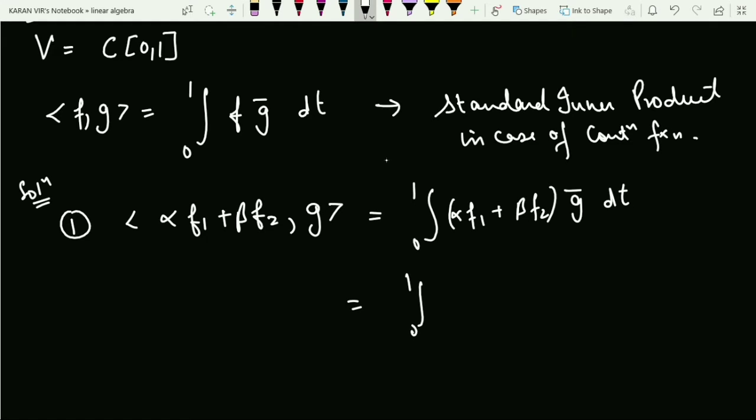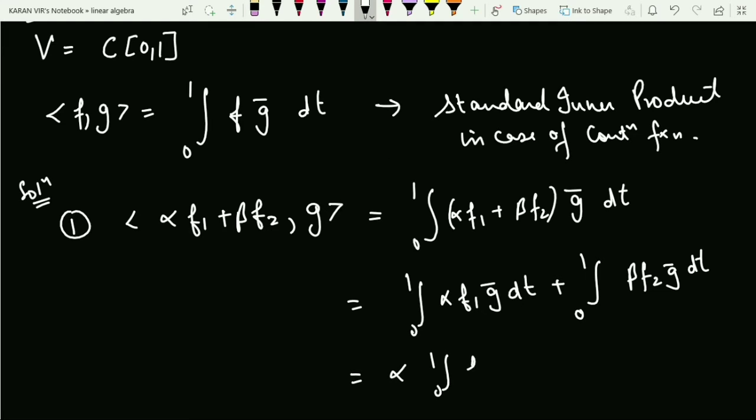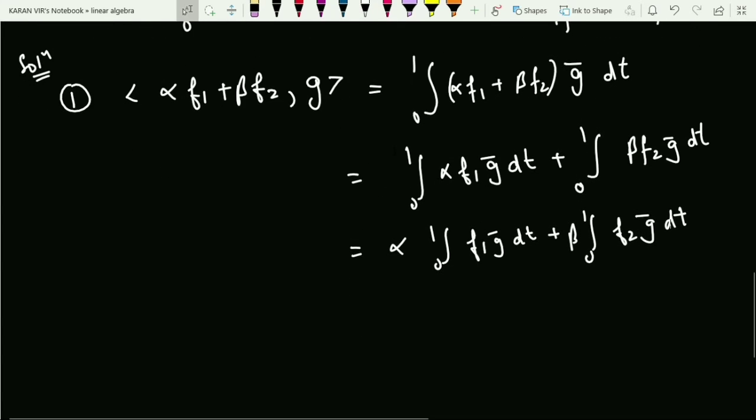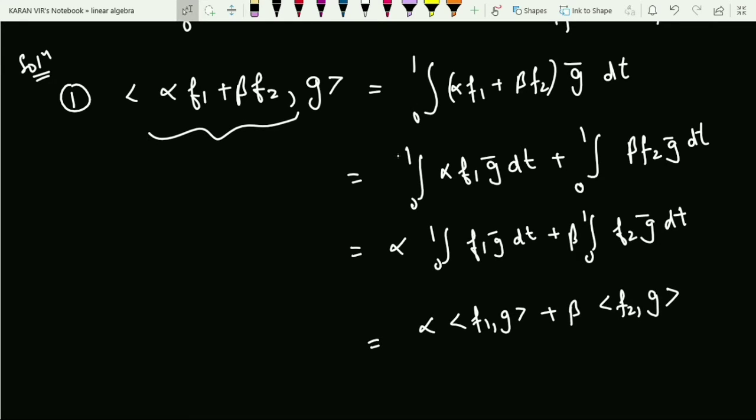So 0 to 1 alpha f1 g conjugate dt plus 0 to 1 beta f2 g conjugate dt. Fine with this. Now you can take alpha outside, that is 0 to 1 f1 g conjugate dt, plus 0 to 1, beta you can take outside, so this is f2 into g conjugate dt. Fine with this. And this is nothing but my inner product of f1 with g, and this is nothing but my inner product of f2 with g. So I hope the first property is clearly satisfied.